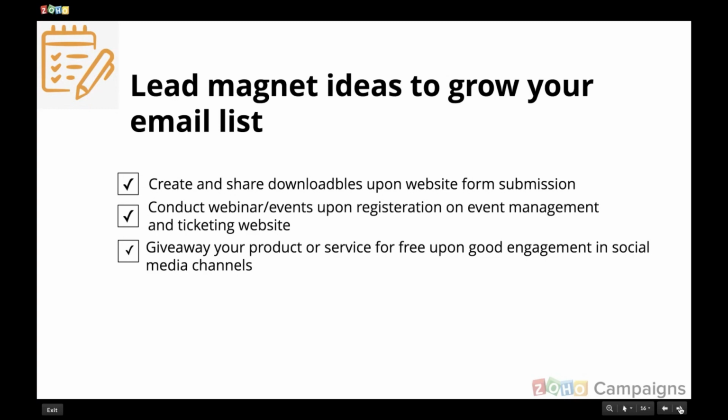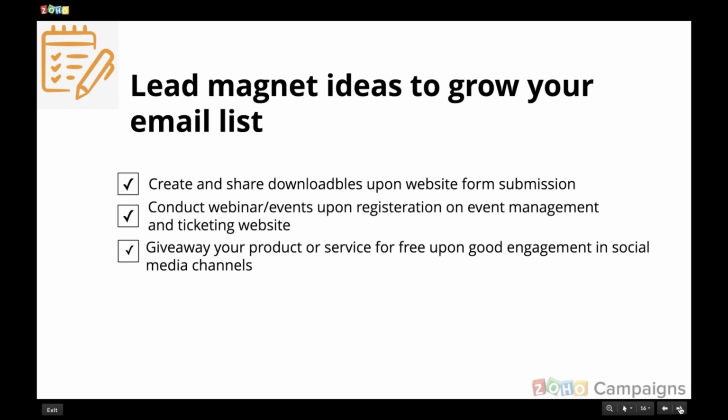So there are multiple lead magnet ideas to grow your email list. The first one is to create and share downloadables. When a person submits a form, share a downloadable with them. Downloadable examples can be an ebook or a checklist, or anything that suits your business needs. The next one is to conduct webinars or events upon registration. Organize and conduct a webinar, share knowledge or ideas with them. In return, they can share their email IDs, which is their trust in disguise.